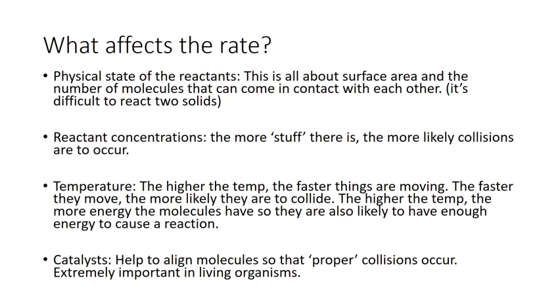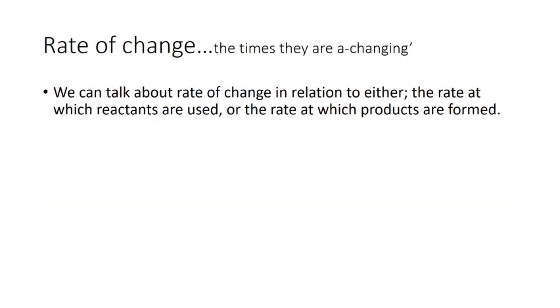They are extremely important in living organisms. So we always talk about the rate of change when we talk about chemical kinetics. And we can talk about the rate of change in relation to one of two things: the rate at which reactants are used up or that they disappear, or the rate at which products are formed.